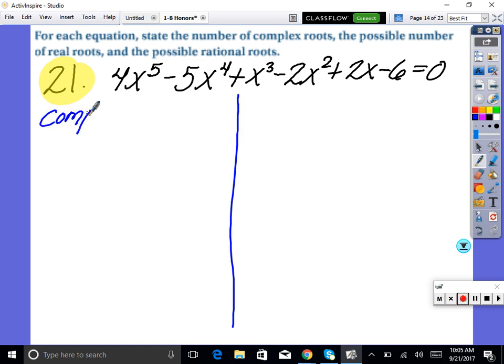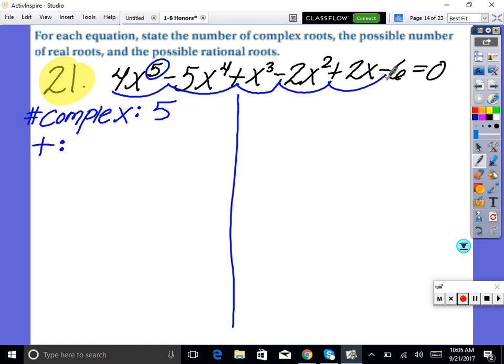Complex. How many complex roots does this have? Number of complex... 5. Possible positive real roots: positive to negative, negative to positive. 1, 2, 3, 4, 5. Wasn't there 5 changes? Yep. So on the positive x-axis, it could cross 5 or 3 or 1, and then negative.